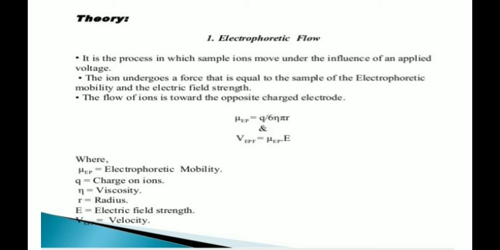Okay, so here you can see there is the electrophoretic mobility, then the charge on ions, which is denoted by Q. Then eta you can say viscosity, then R is for radius, because separation happens on the basis of radius. Then E is for electric field strength, and the last one is for velocity, that is V. So this is the formula by which you can determine the electrophoretic mobility, which is the process where the sample ions move under the influence of an applied voltage.